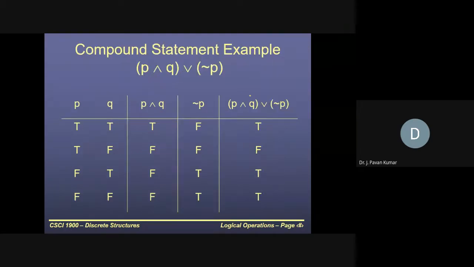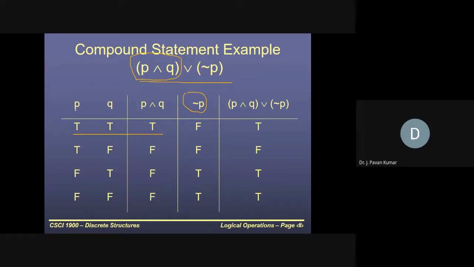Okay, this is one of the examples for a compound statement. Here we have P and Q, or negation P. How can we write the truth table for it? First we need P, Q, then P and Q, then negation P. Next, P and Q or negation P. P and Q we know already: whenever both are true then only it is true, the remaining all will be false. This is fine. Next, negation P.